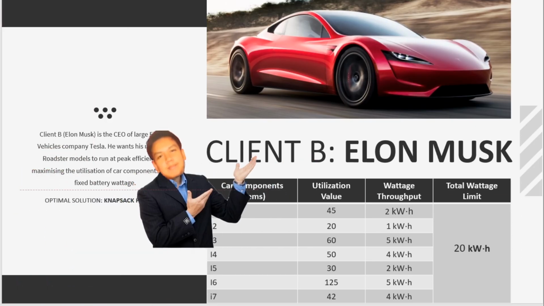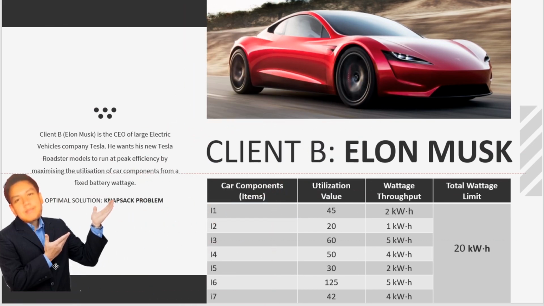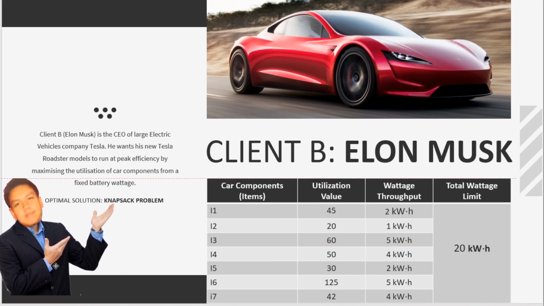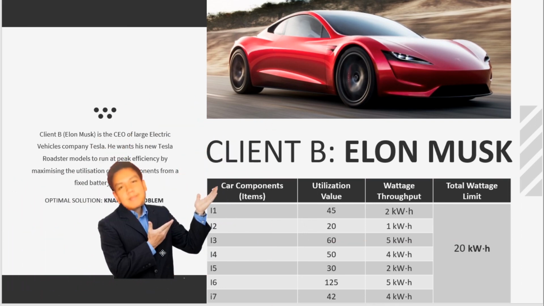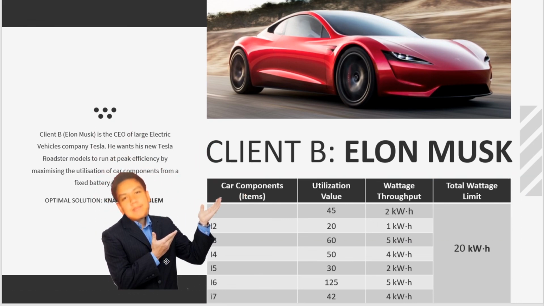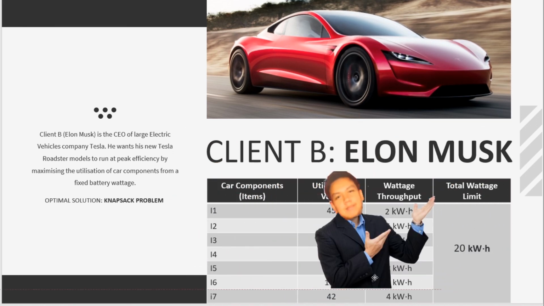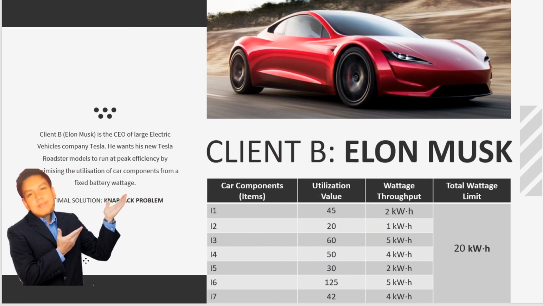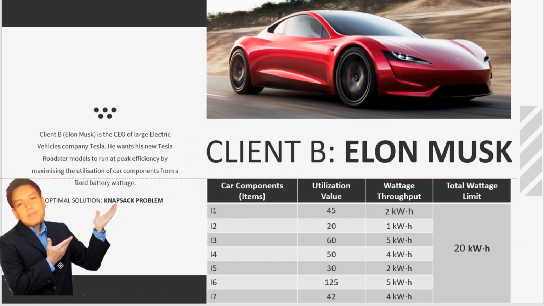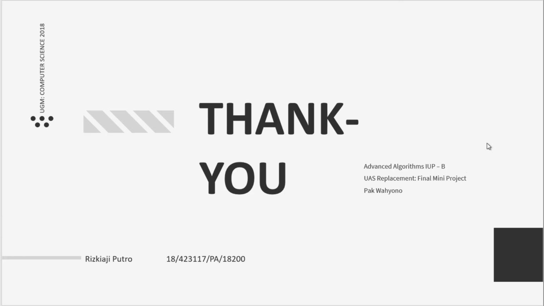And this is client B, aka Elon Musk. Elon Musk has his description here. He is the CEO of a large electric vehicles company, Tesla, and he wants his new Tesla Roadster models to run at peak efficiency by maximizing the utilization of car components from a fixed battery wattage. He has given us this set of data. Car components, in brackets items, so I1 through I7, as well as their utilization value, their wattage throughput, and the total wattage limit, which is 20 kilowatts per hour. Now, from face value, we can therefore conclude that the optimal solution would indeed be to use the knapsack problem.